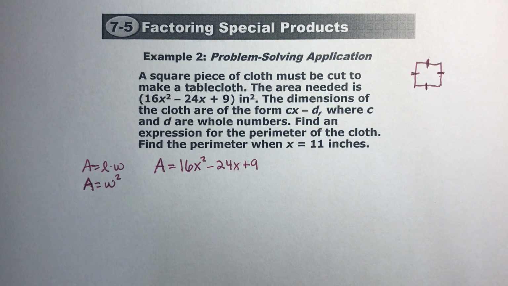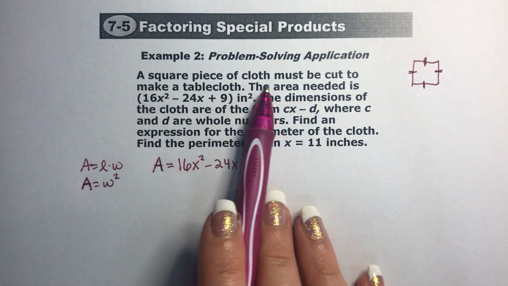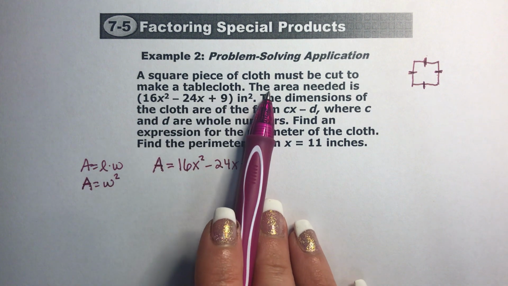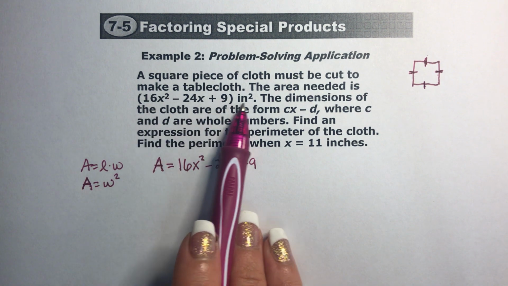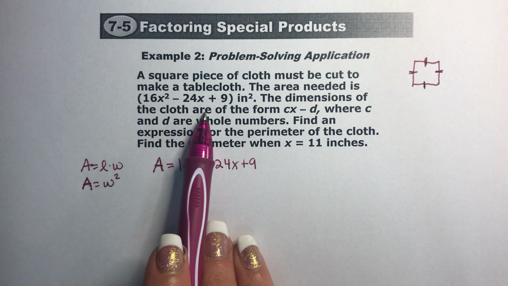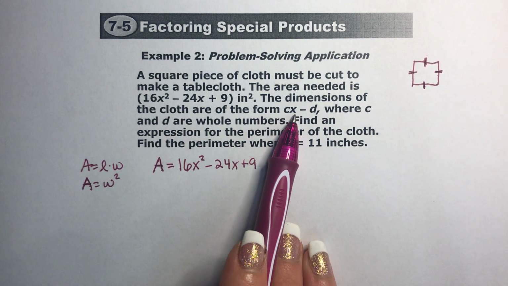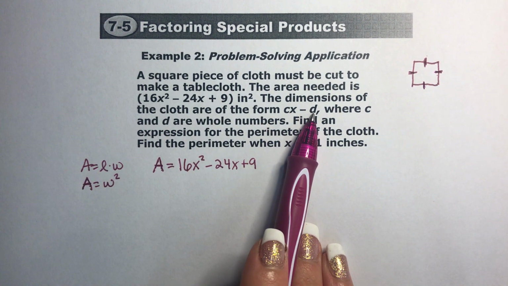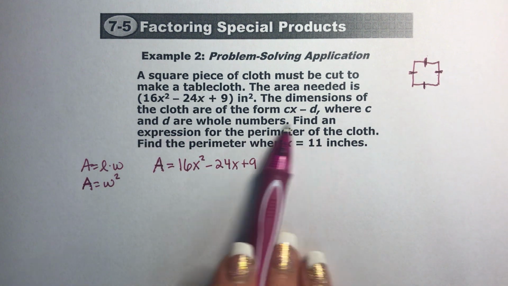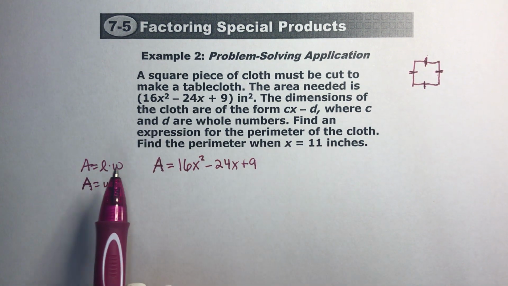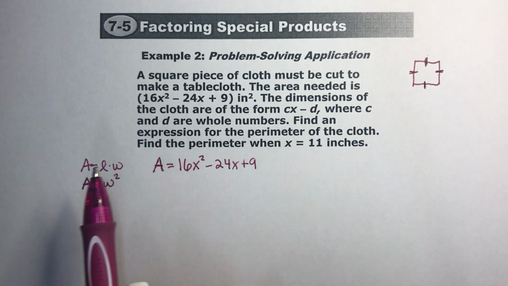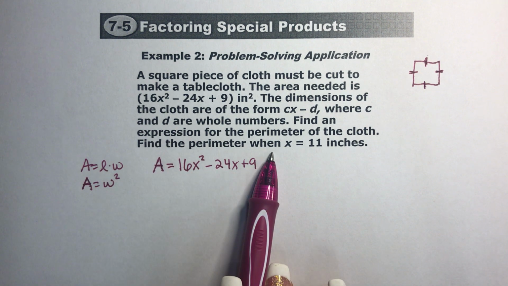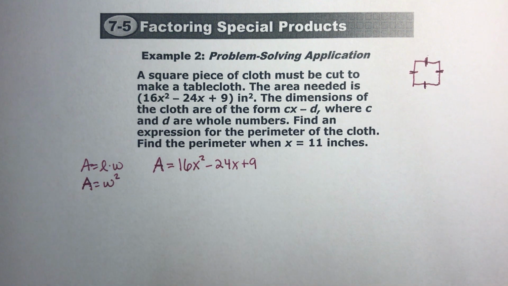Okay, so a square piece of cloth must be cut to make a tablecloth. The area needed is 16x squared minus 24x plus 9 inches squared. The dimensions of the cloth are in the form of cx minus d, where c and d are whole numbers. Find an expression for the perimeter of the cloth, and then find the perimeter when x equals 11.